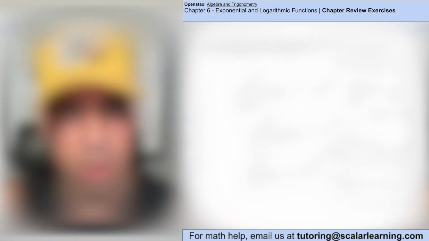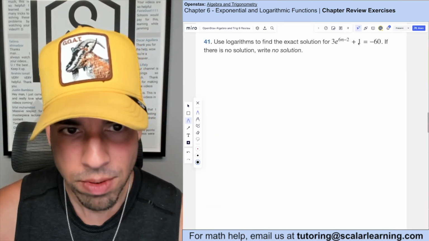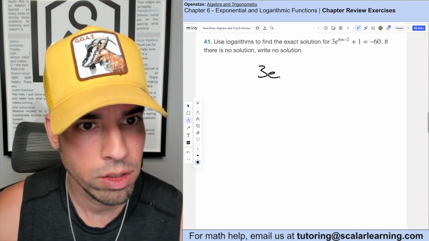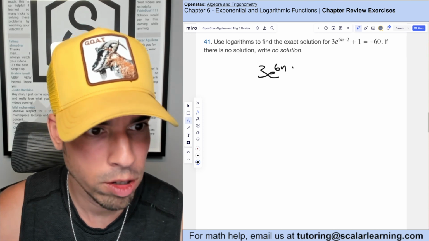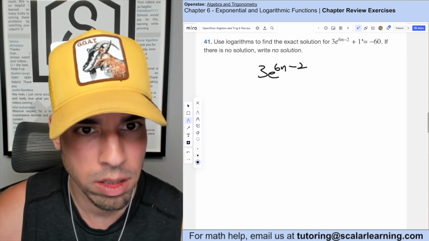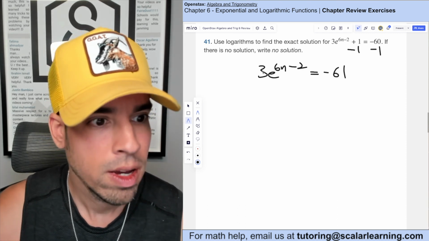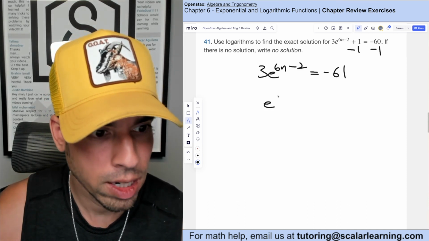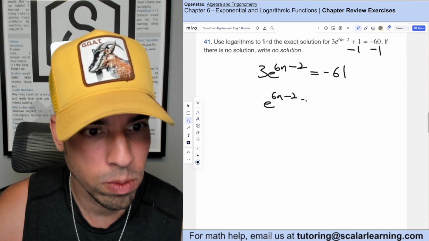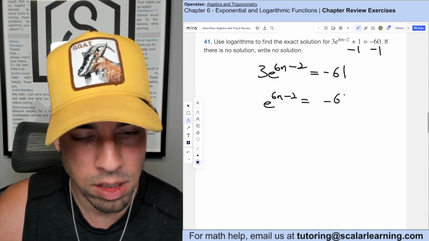Boom, done. So for this one, we're going to use logarithms to find this exact solution. So first things first, I'm going to isolate this variable, the n, by adding 1 to or subtracting 1, I should say, from both sides, which equals negative 61. Then I'm going to divide by 3. So I got e to the 6n minus 2 equals negative 61 thirds.